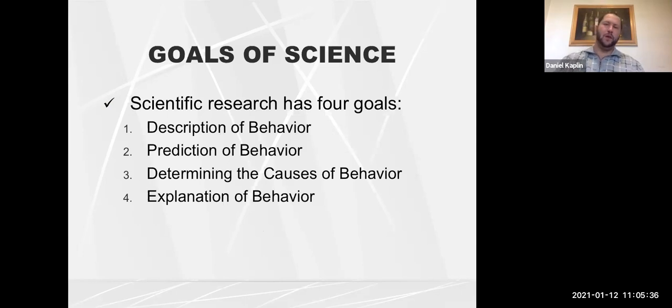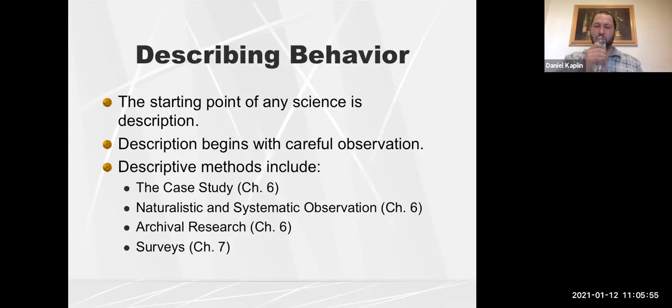Be careful. Now, I said there are 4 goals of science. The 4 goals of science are to describe behavior, predict behavior, determine cause and effect, and explain behavior. And we're going to go through each of these 4, and we're going to link them to different research methods or strategies that we'll talk about later in the semester.